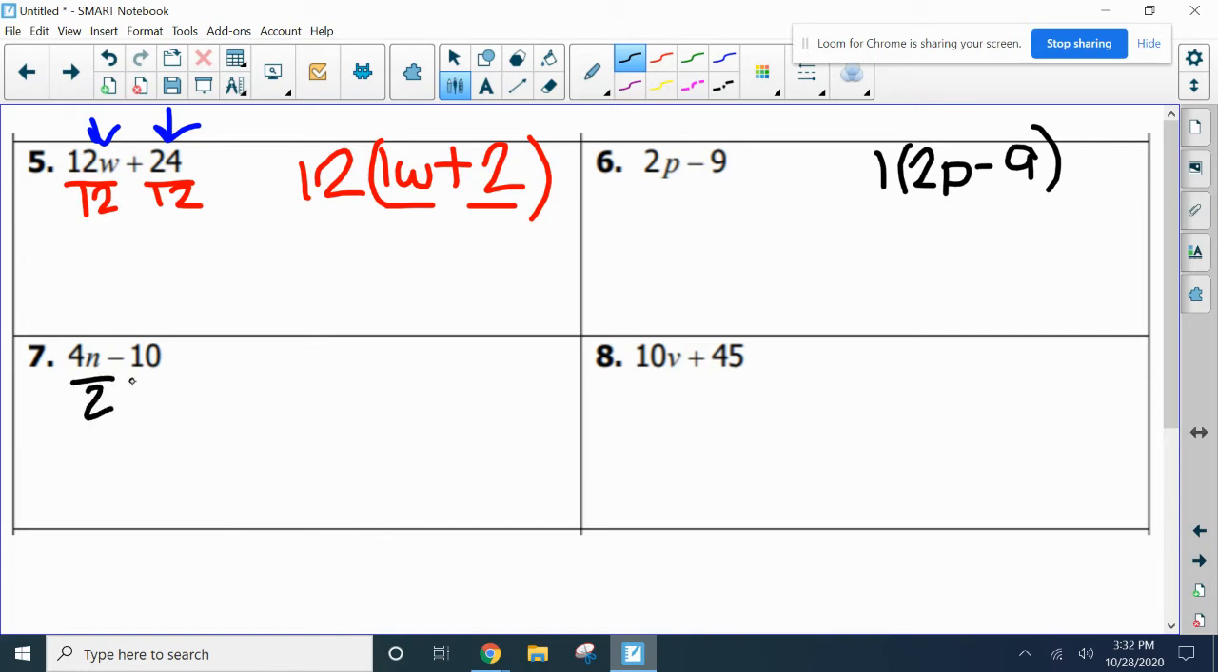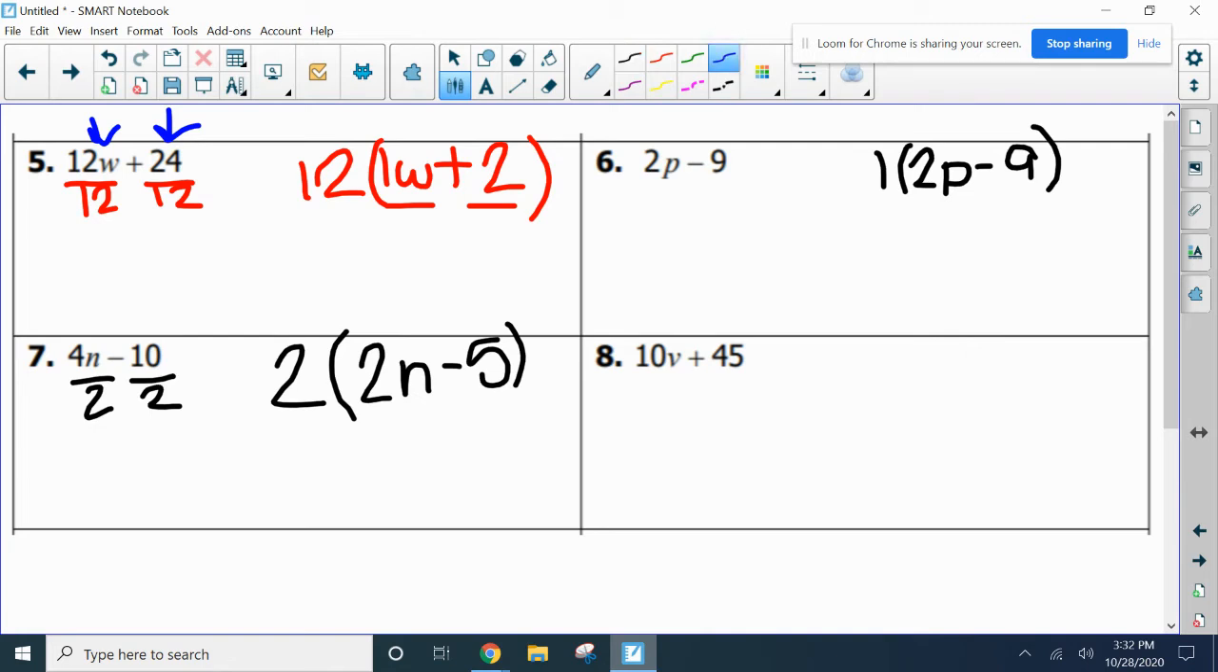Divide 2. Divide 2. And we've pulled out a factor of 2. All right, so 4n divided by 2. Well, 4 divided by 2 is solely 2. And we cannot pull out n, so we're going to leave it alone. And then 10 divided by 2 is 5. We left the form of that parentheses the same. Term 1 minus term 2. Pulled out our factor of 2.